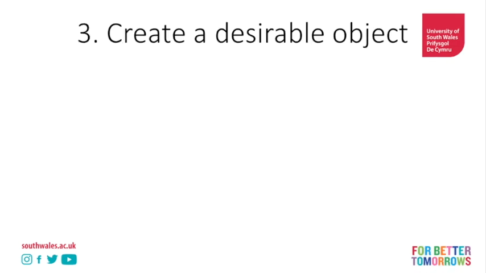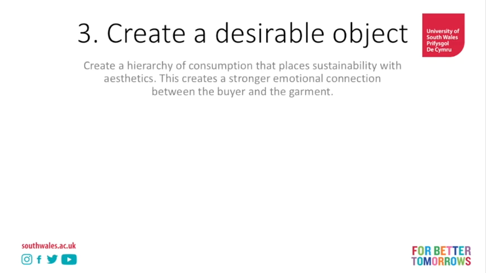Step 3, this one's a tough one, create a desirable object. Now this means creating a hierarchy of consumption that places sustainability with ethics. Now this can be controversial, but people buy clothes because they like the way they look. They want the aesthetic. Now this potentially creates a stronger emotional connection between the buyer and the garment, and people are less likely to throw away garments they have an emotional connection to.